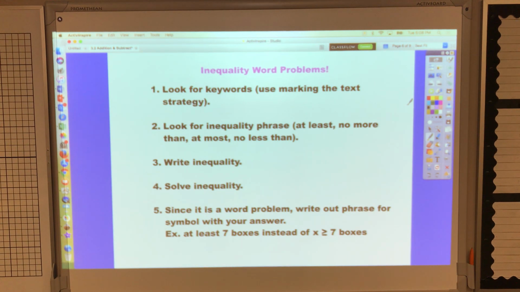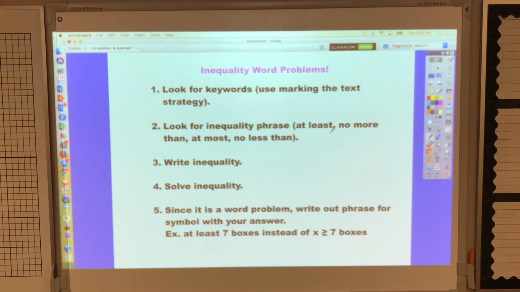We're gonna make sure we look for those inequality phrases that we learned yesterday: at least, no more than, at most, no less than, or less than, greater than. We're gonna write out our inequality, we're gonna solve our inequality, but now since it's a word problem, we need to make sure we write out a phrase for the symbol with our answer.